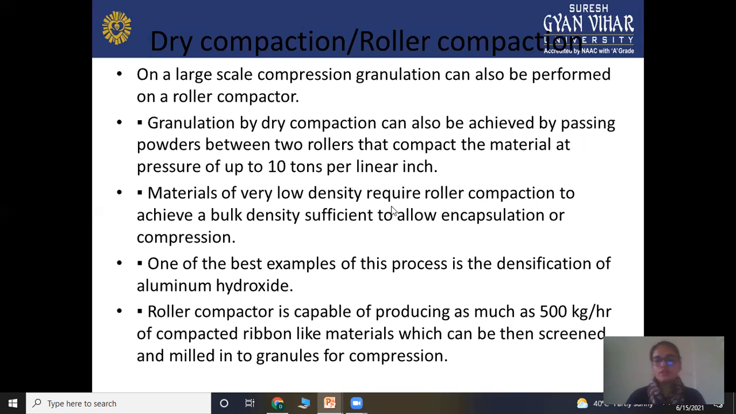One of the best examples of this process is the granulation of aluminum hydroxide. And the roller compactor is capable of producing 500 kg per hour of compact ribbon-like material, which can be screened and milled into granules for compression. It has a very large capacity, meaning it forms 500 kg in a single hour of ribbon-like material, and this material you screen or mill into granules for compression.